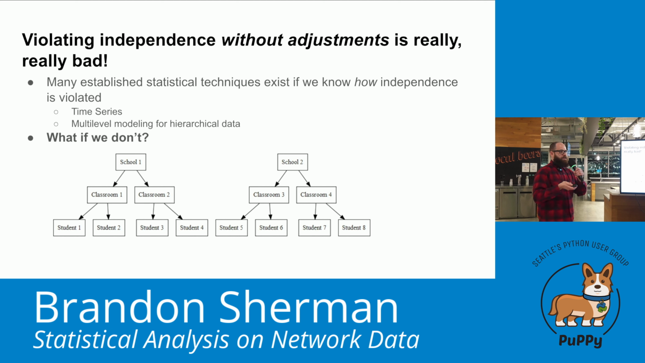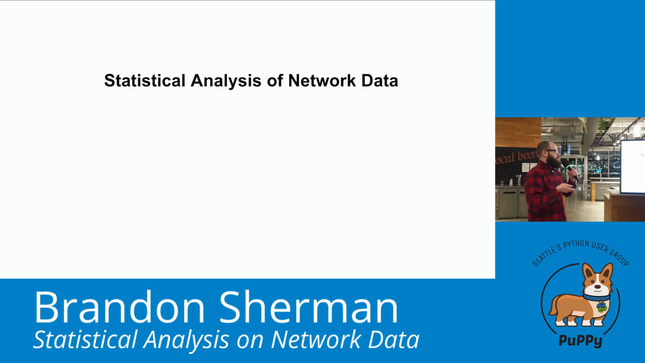In general, there are a lot of ways to handle lack of independence, assuming we know why it's violated. Time series is used for forecasting. There's multi-level modeling when you have hierarchical data. But what if we don't know what's leading to this violation of independence? Like we can't write it out. Well, now we're on statistical analysis of network data.